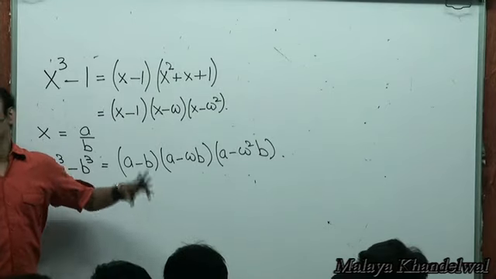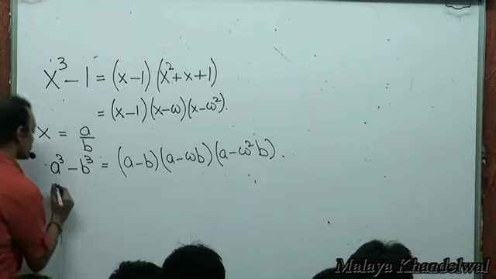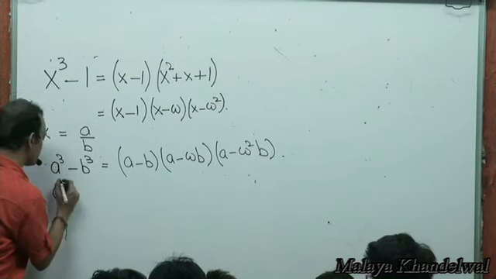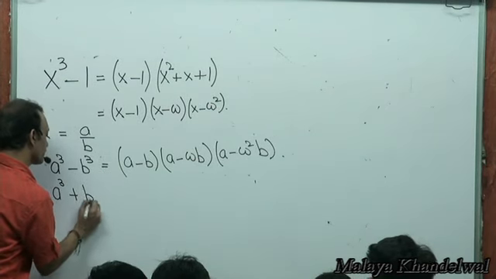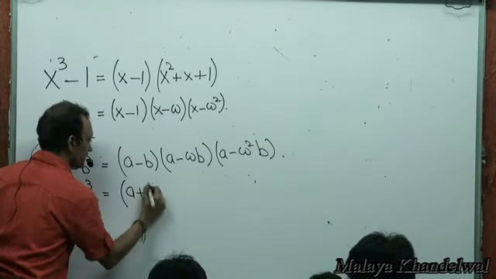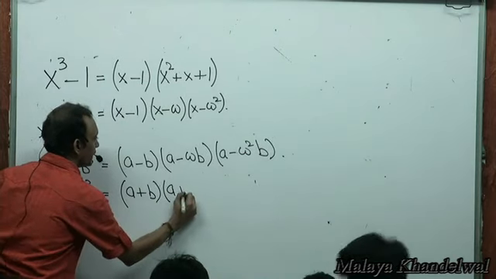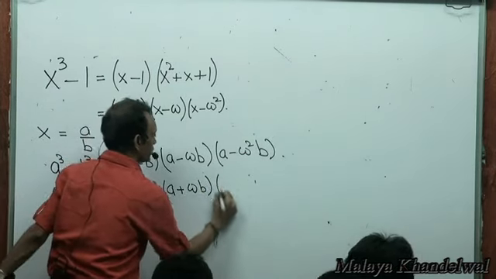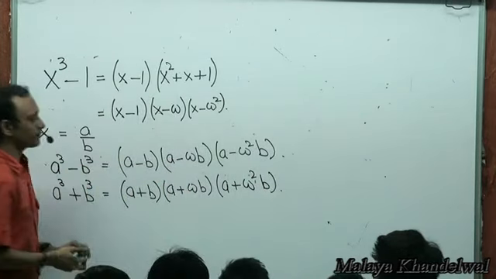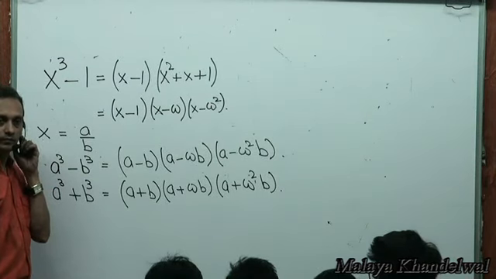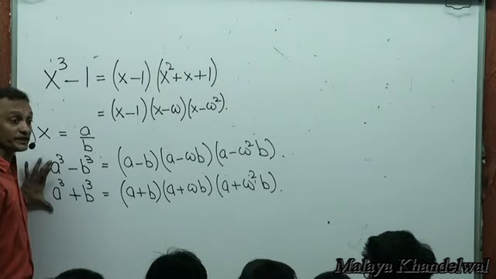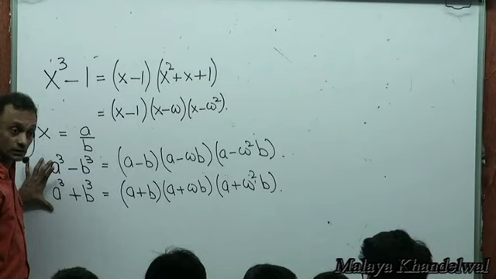Replace b by minus b in this case. So this will become minus b whole cube. So a cube plus b cubed is what it would become, which is a plus b, a plus omega b into a plus omega squared b. Right? These are two important identities written in terms of omega and omega squared.